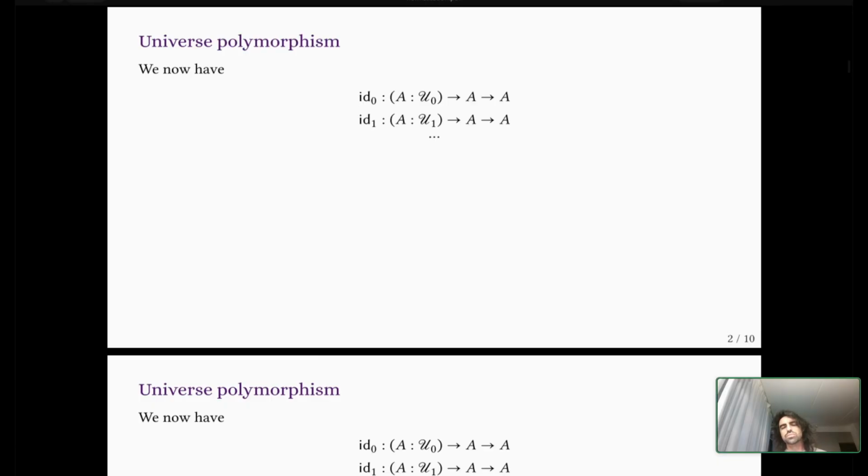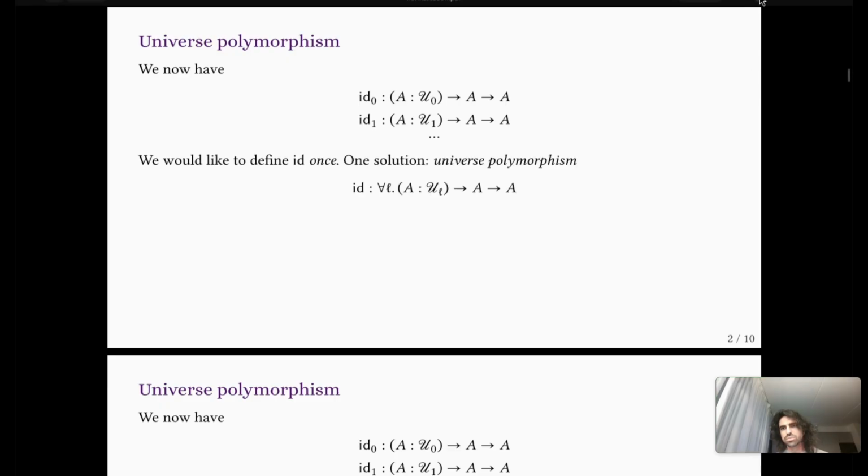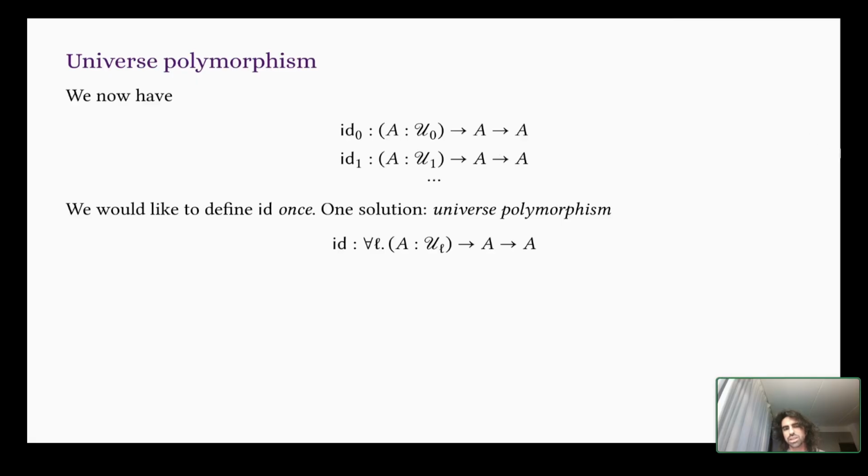So stratification leads to another problem, which is that we now have duplicated definitions across universe levels. On paper, we could just write the definition once and let the reader understand what we mean. But if we're designing a proof assistant, we really need some kind of mechanism to avoid duplication.